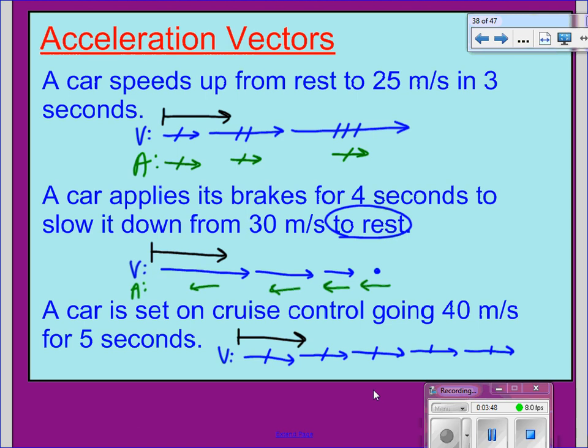Now, since the velocity is constant, my acceleration vectors are just going to look like dots since there is no acceleration. So I would draw a dot for every single velocity vector, indicating that there's no change in velocity, no speeding up or slowing down.